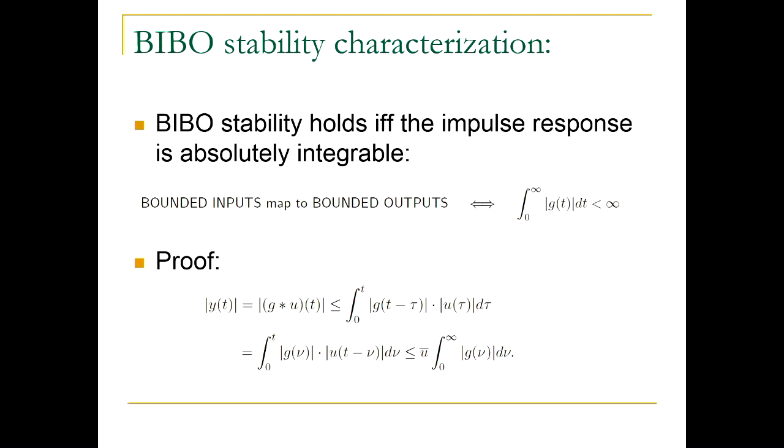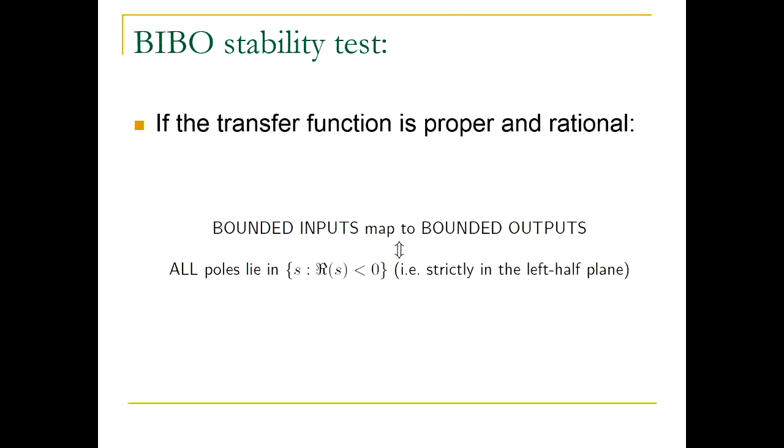So what is the test then? Well, the test is that this integral, the integral from 0 to infinity of the norm of the impulse response, is bounded. This integral is just a constant, just a number. So if this is bounded, meaning it's less than infinity, then we are good.